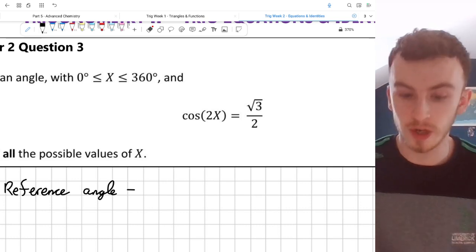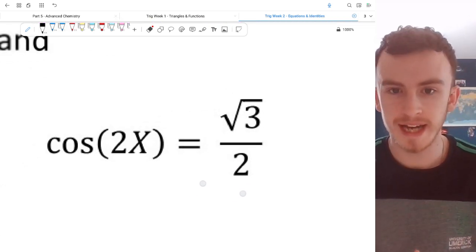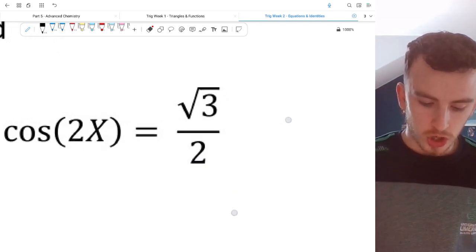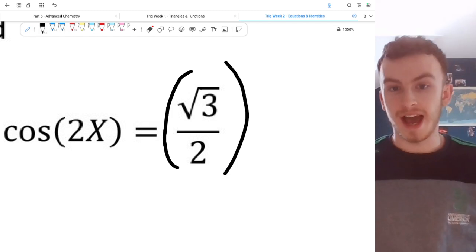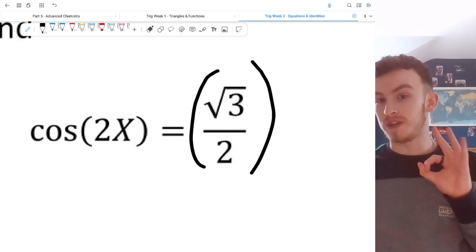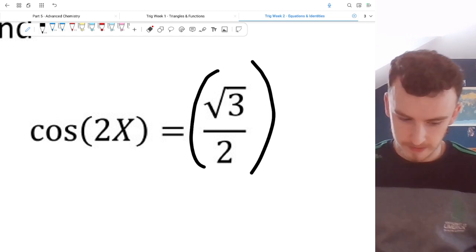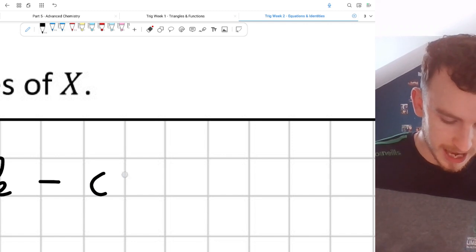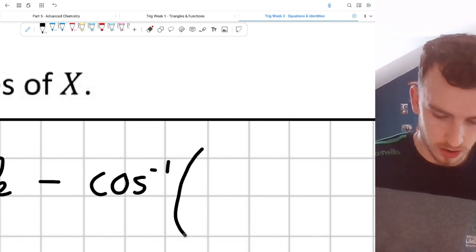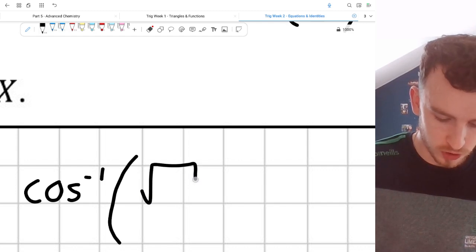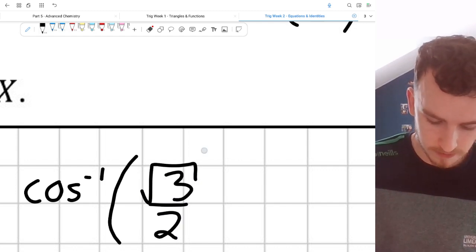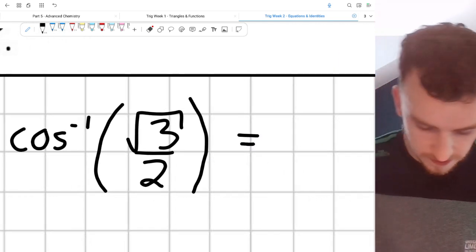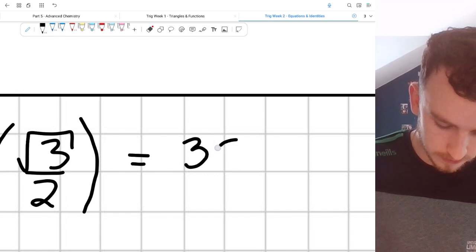Now, for every trig equation, you will have either cosine or sine of something is equal to something, right? You want to take what this is equal to and get either the inverse cosine or the inverse sine of that, okay? Now, in this case, we're dealing with a cosine equation. So our reference angle is going to be the inverse cosine of root 3 over 2, right? We ignore the 2x for now. We'll get back to that later. And that'll give us our reference angle, which in this case is 30 degrees.